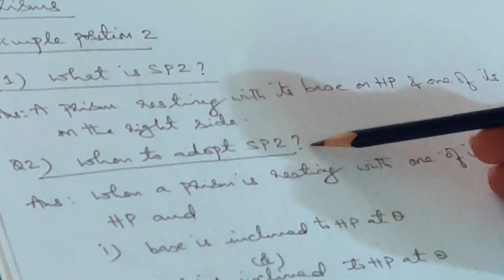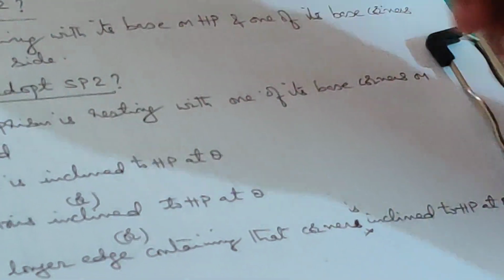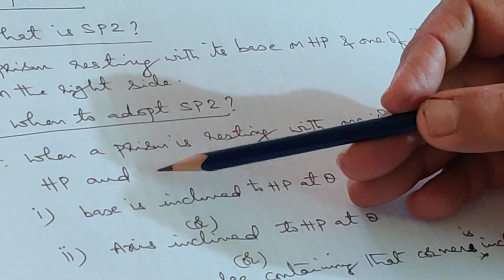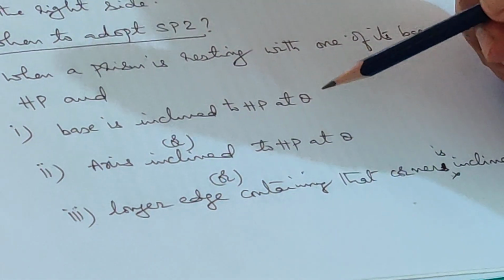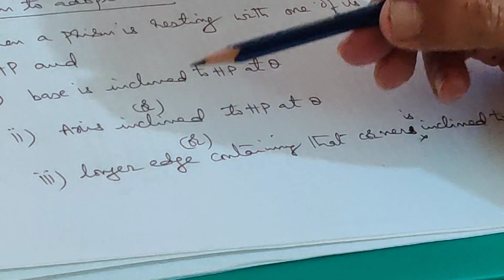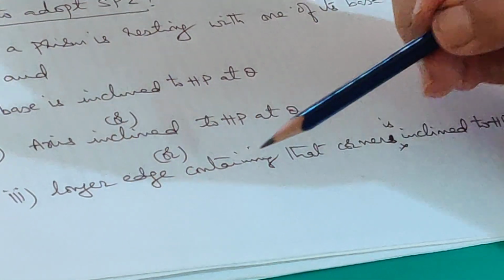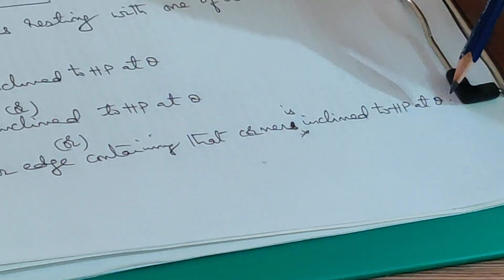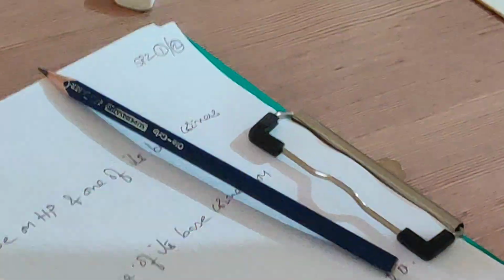Now, when to adopt SP2? When the prism is resting with one of its base corners on HP, that is condition 1. Condition 2 is either the base is inclined to HP at theta, or the axis is inclined to HP at theta, or the longer edge containing that corner is inclined to HP at theta. Let me show it in the box once again here.